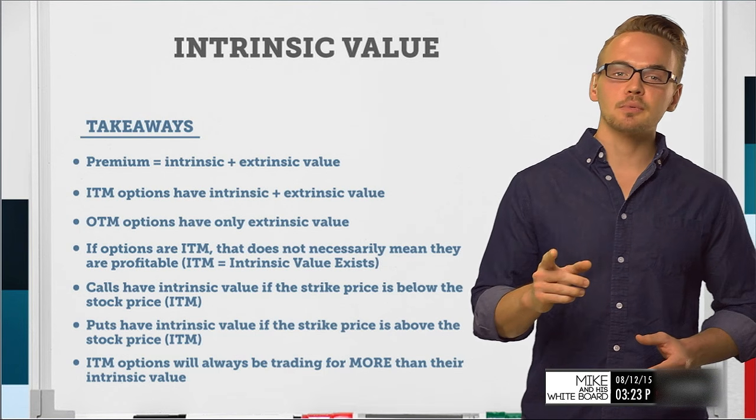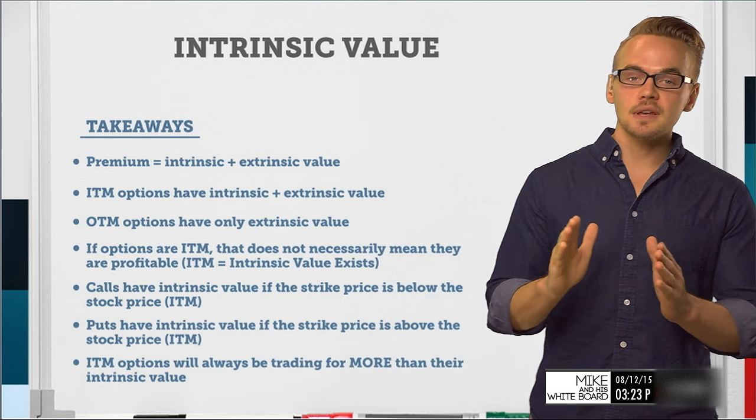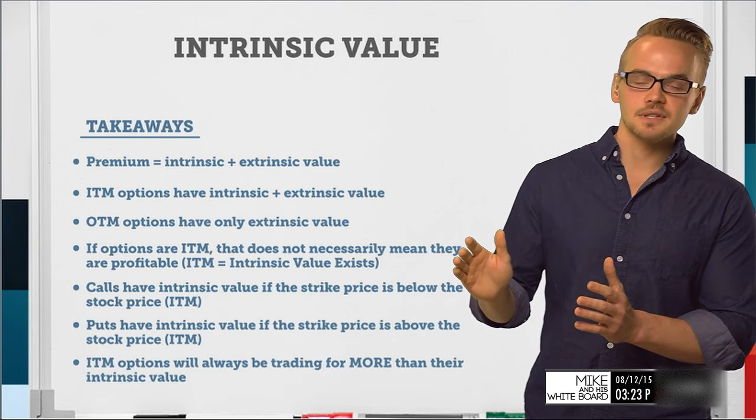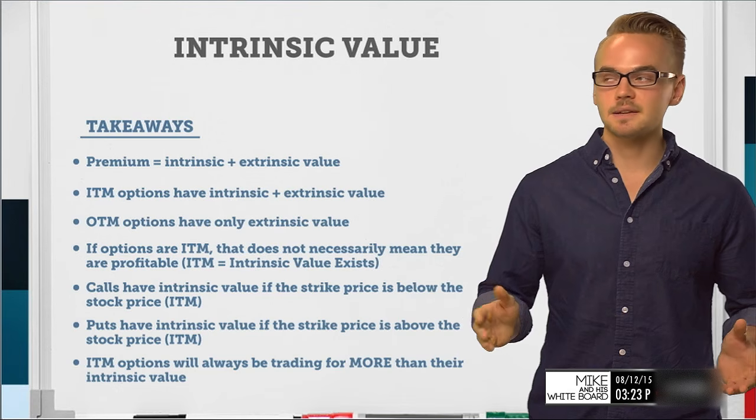What's cool about that point is if you know the price of the option and you know the intrinsic value of it, you can subtract the intrinsic value to find the extrinsic value. So you can take this formula and swap it around to figure out whatever you're missing.